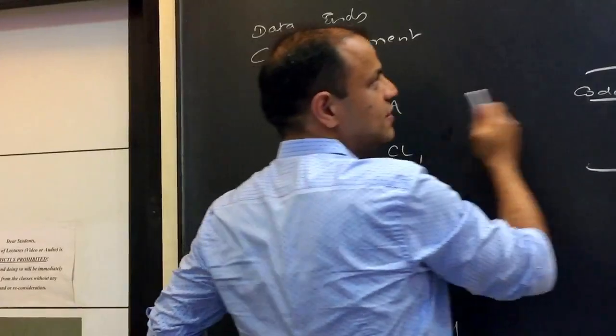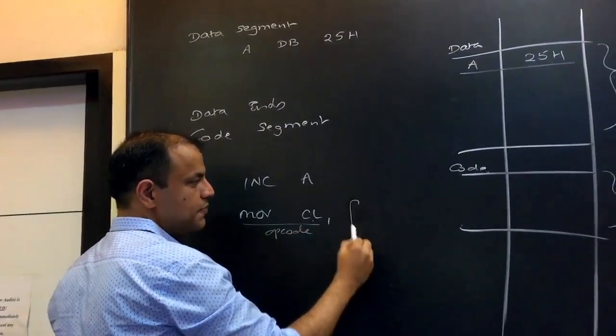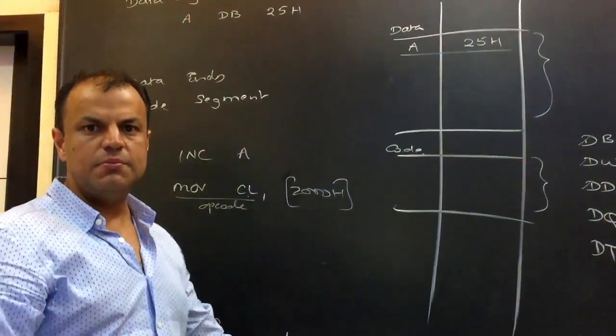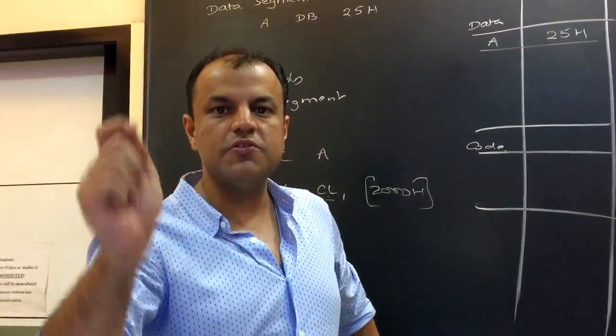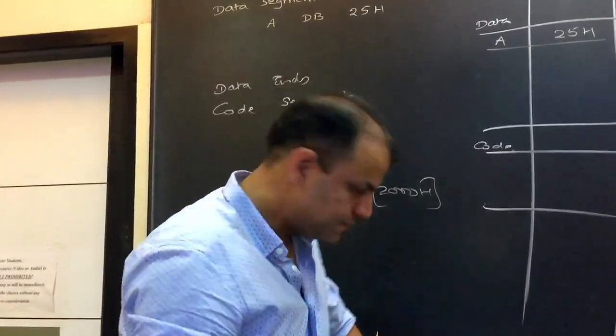So suppose the offset address of A was 2000. This instruction will not be move CL, 25. This instruction will become move CL, square bracket 2000 when it goes to the processor. Tell me, did you understand this? So moral of the story, whenever we write a variable, the assembler substitutes its offset address. Offset address. Are we clear?